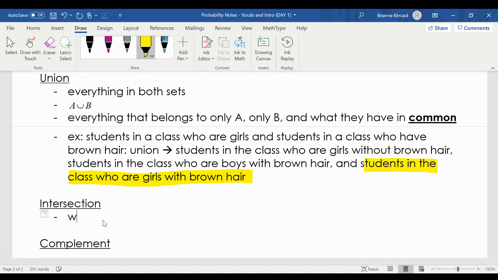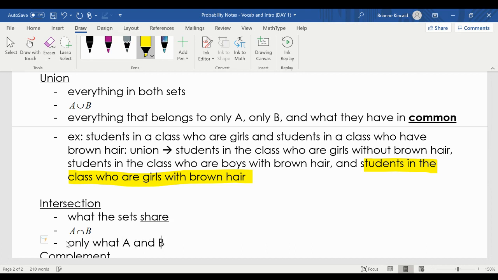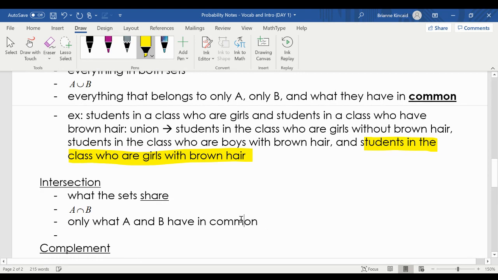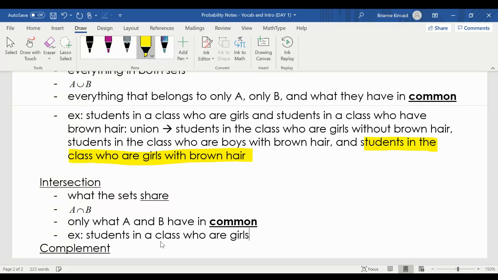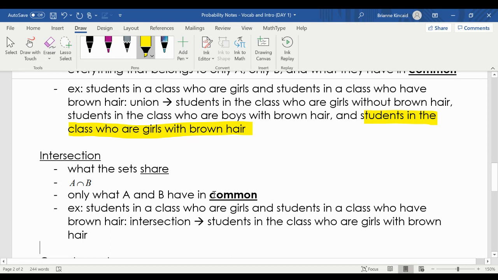The intersection then is what the sets share, and only what the sets share. Our intersection symbol is really similar, so if we have U for union, basically we flip it over and that becomes our intersection symbol. So that's A intersection B. This is only what A and B have in common, and strictly just what they have in common. So if I take that same example, students in a class who are girls and students in a class who have brown hair, the intersection would be students in the class who are girls with brown hair. It's that overlapping group because it's what they share in common.